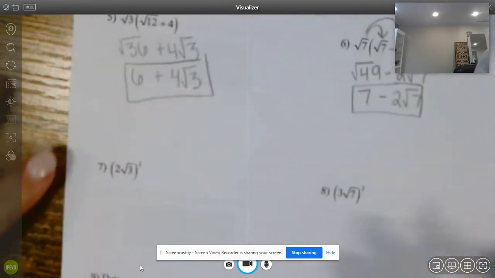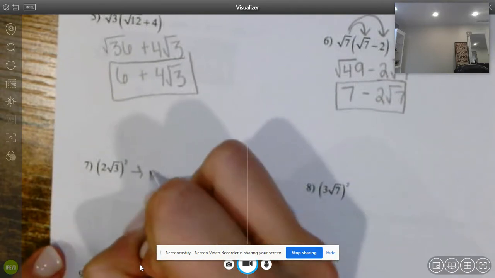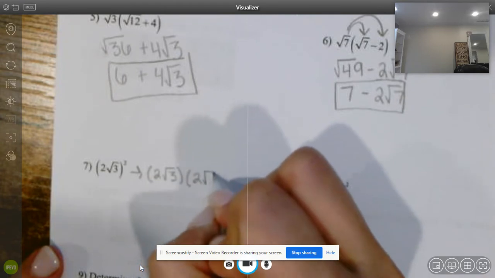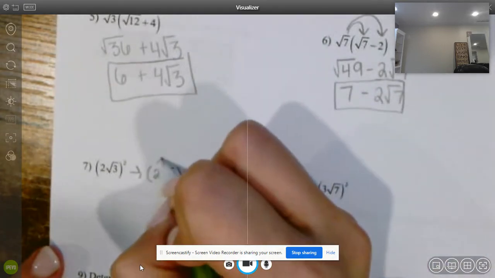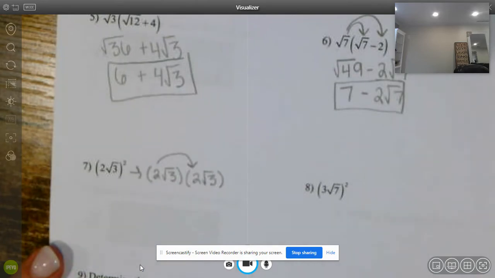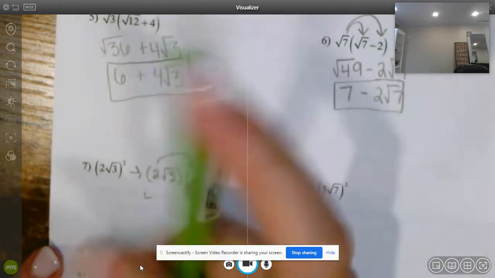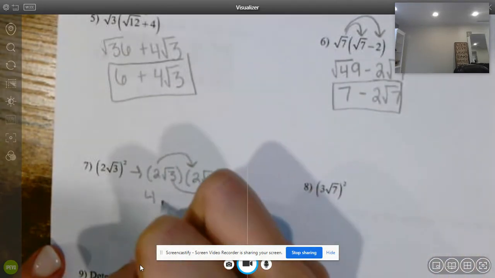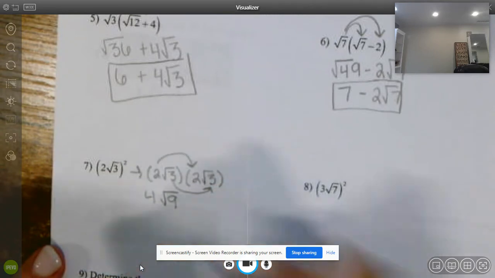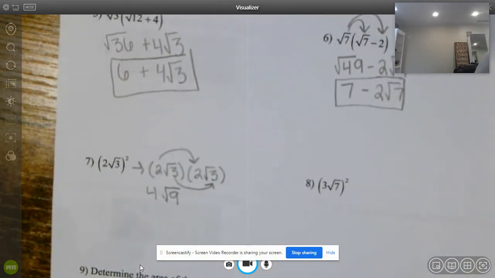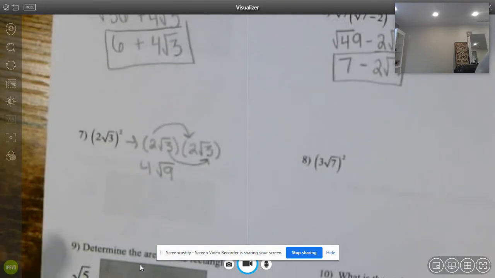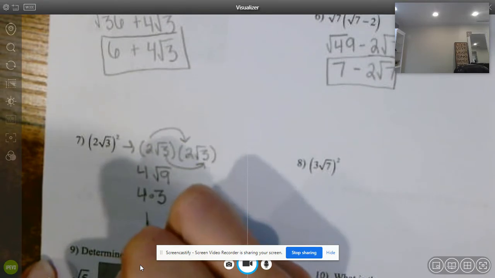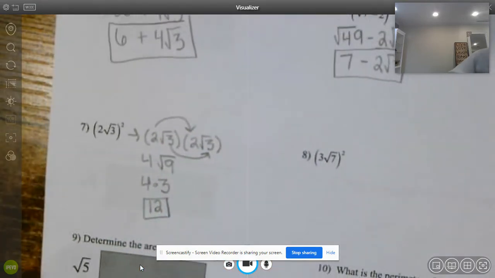We have 2 root 3 squared. So we know anything that is squared is just being multiplied by itself. So this is 2 root 3 times 2 root 3. We can do some double distribution and multiply the outers. So 2 times 2 is 4. Then we can multiply the inners, which is the square root of 9. Well, 4 is all by itself, so we don't really have to do anything with it. But the square root of 9 is 3. So this turns into 4 times 3, which is just 12.